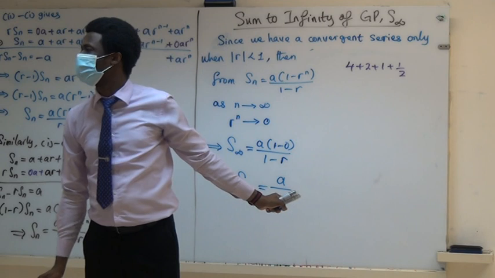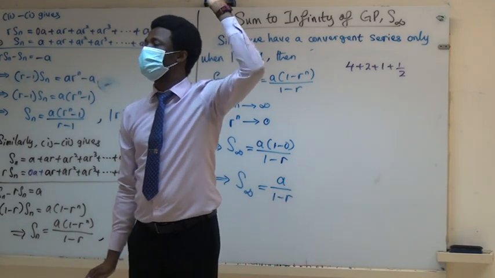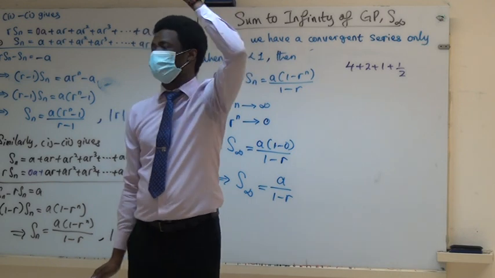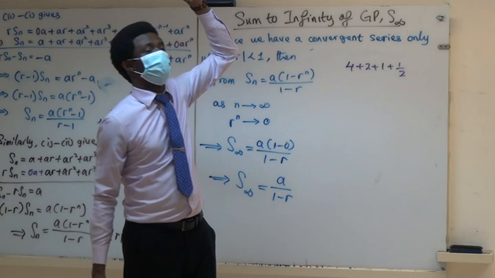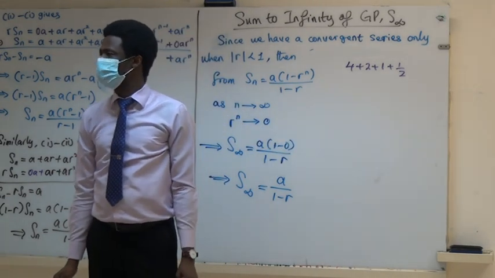That's what sum to infinity means. If you continue to add an infinite number of terms, maybe you had 10 of them, somebody decided to have 20 of them, I decided to have 100 of them, we cannot get 8. We'll get close to 8.